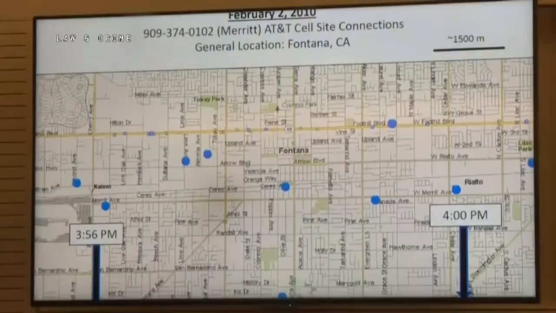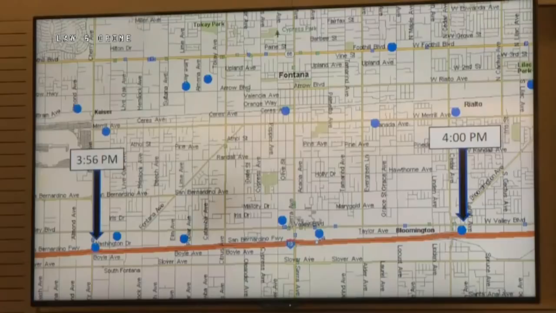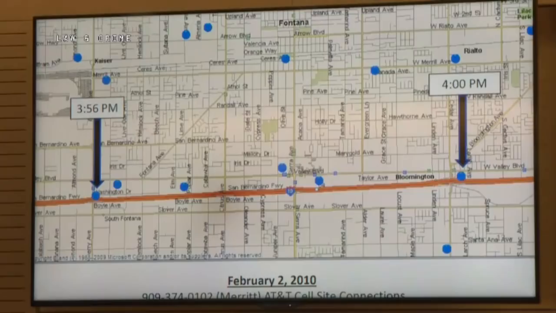3:56 p.m. and 4 p.m. Two cell tower connections that are adjacent to Interstate 10. And I guess this would be sort of the Fontana area. We're continuing to 455. Is that where we're at?